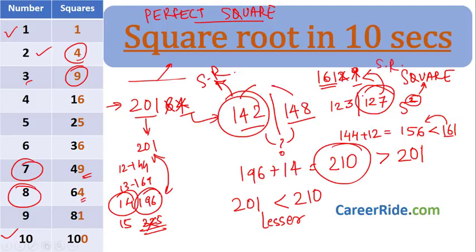Understood? See, pretty easy. The trick is very easy. We'll solve a sum related to this, so you will again get an idea of what to do.